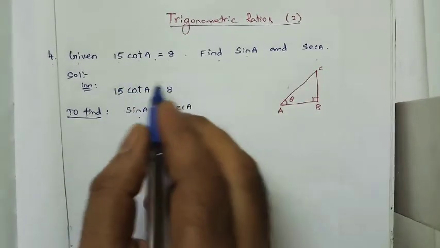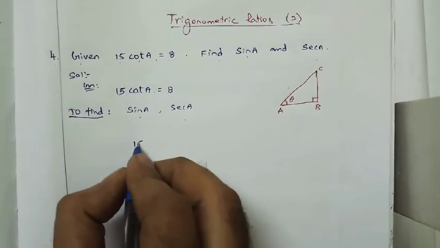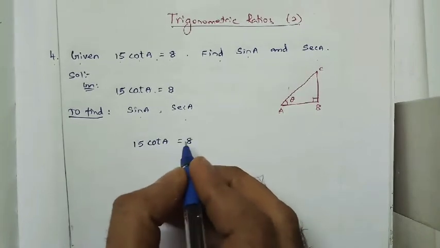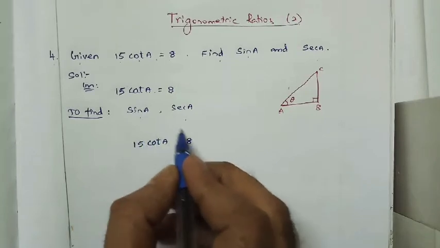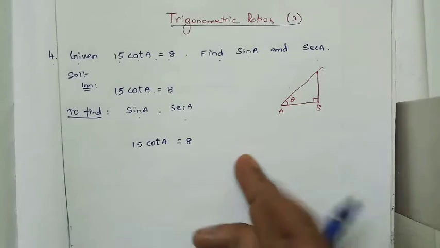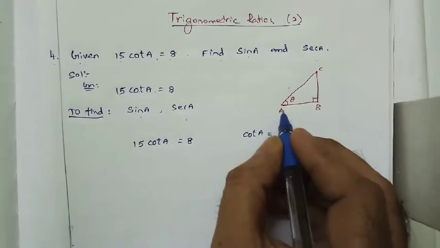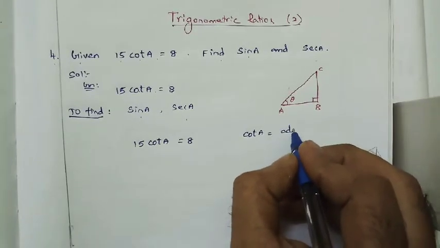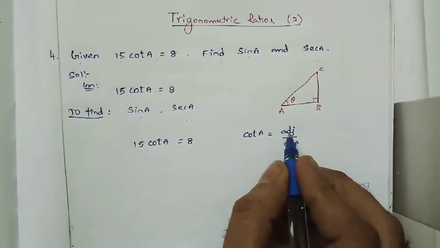So we use the equating method. What is the given we have? 15 cot A is equal to 8. I'm taking the 15 to the RHS, because we want the value of cot A alone. We know the formula: cot A is adjacent side divided by opposite side.